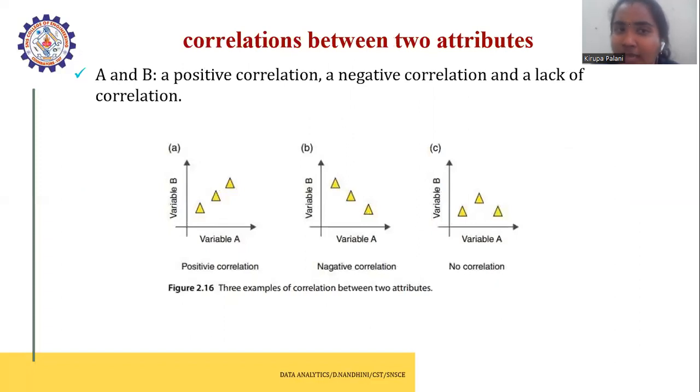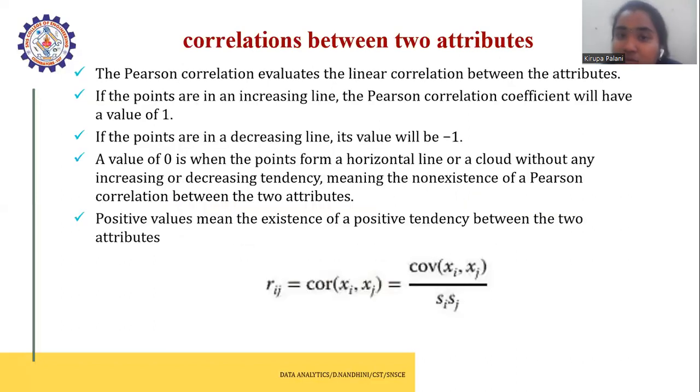Covariance between two attributes A and B: a positive correlation, a negative correlation, and a lack of correlation. First, a positive correlation between variable A and variable B, where the points follow a straight line upward. Next is a negative correlation between variable A and variable B, with a downward variation. In the case of no correlation, the points are scattered in the form of a cloud. These are three examples of correlation between two attributes.